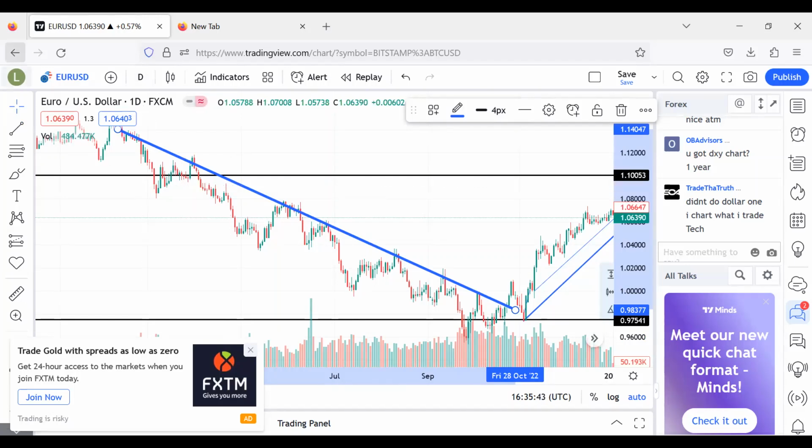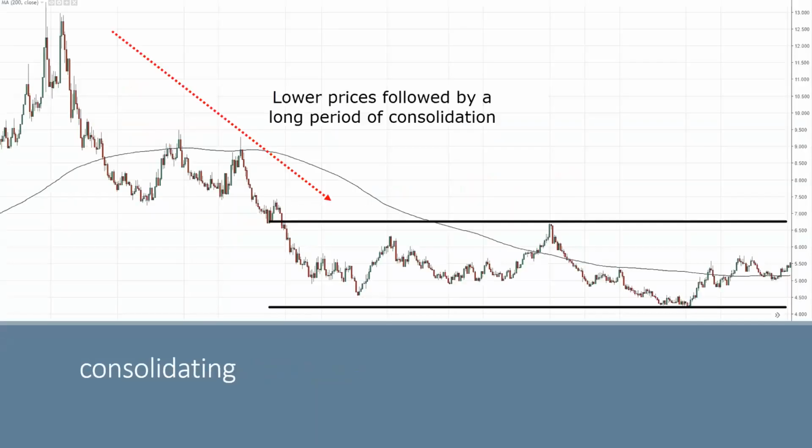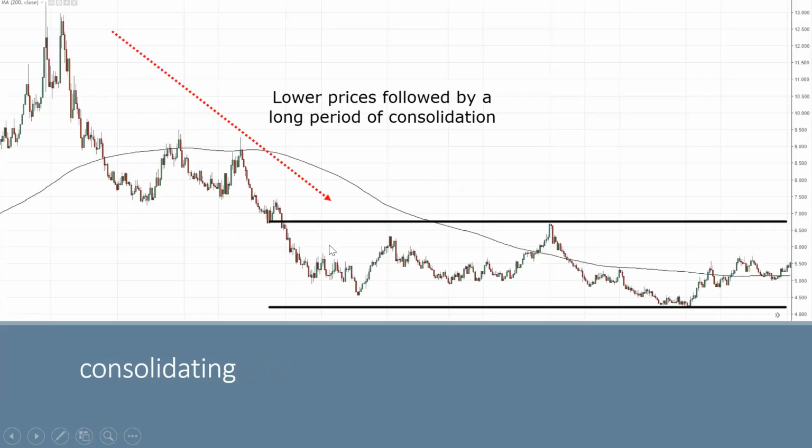Now, the last move that we have in the market is the consolidating market. The consolidating market is a market that's moving sideways. The market is not going up, the market is not going down, it's just going sideways. It's hitting the same points, up and down, up and down. It's not passing this limit.